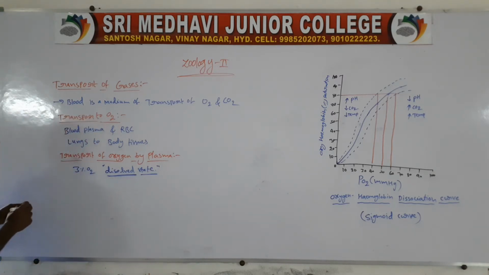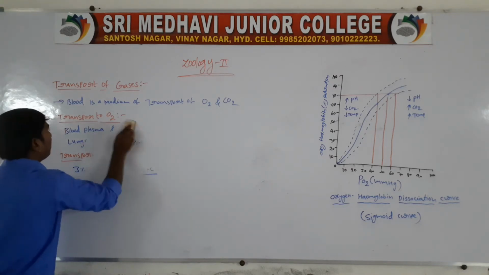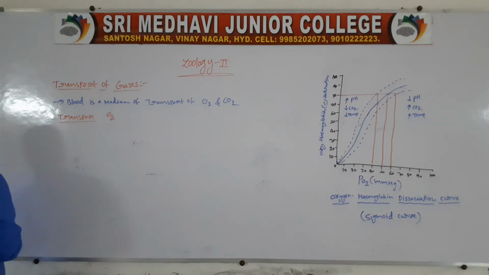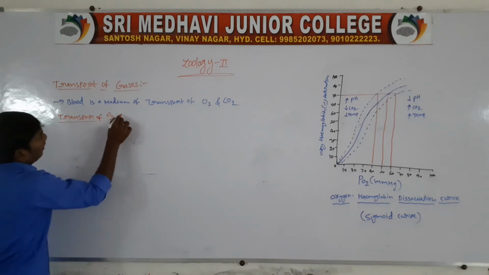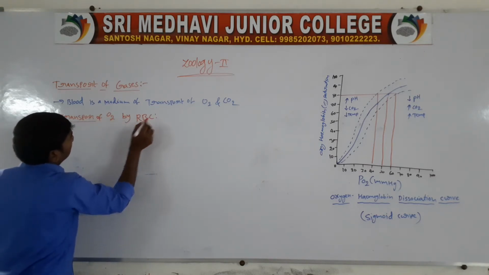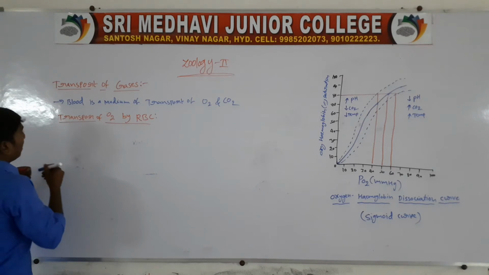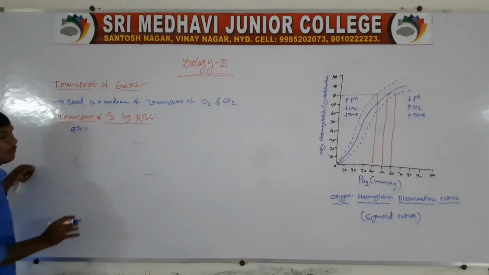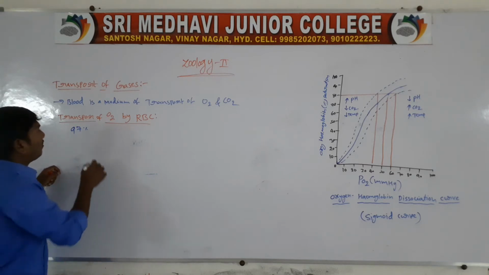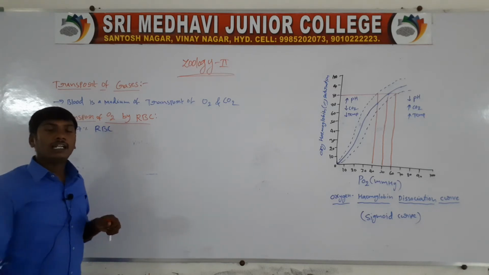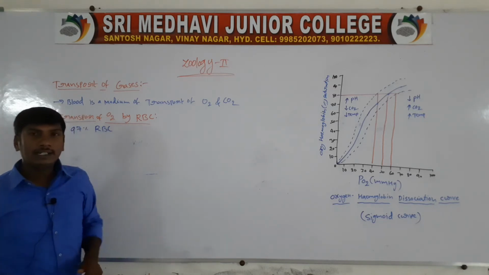Next one, the transport of oxygen by RBC. Transport of O2 by red blood cells. How much percentage? 97%. 97% of oxygen is transported by red blood cells from the lungs to body tissues.